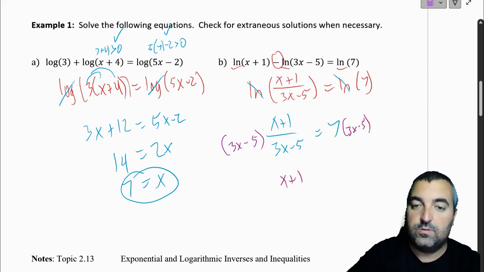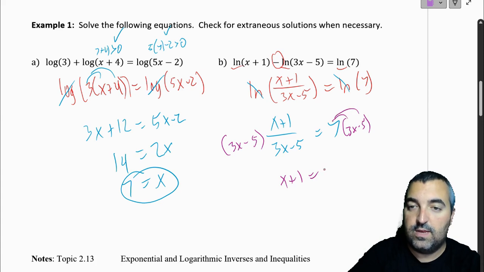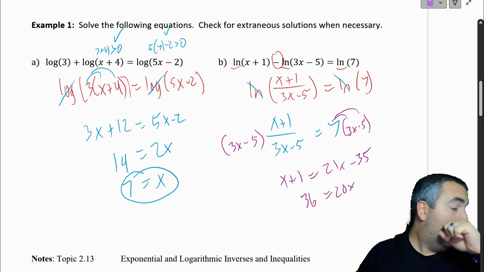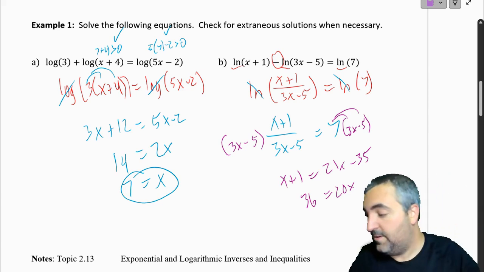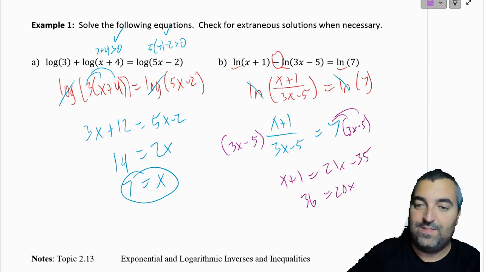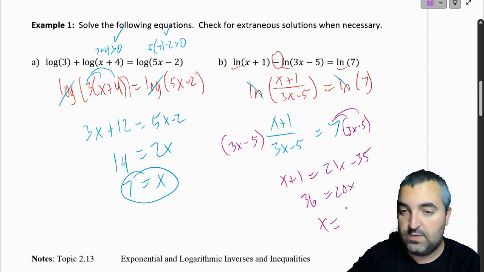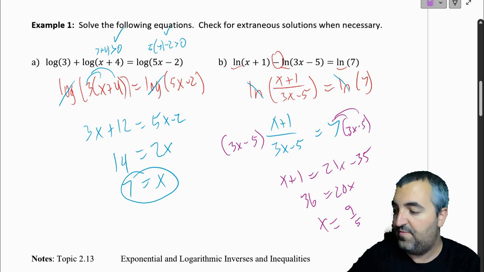Okay, so we get x plus 1 equals, and I'm going to distribute that out, so 21x minus 35. I'm going to get 36 equals 20x. And then solve that. So x would equal 36 over 20, which simplifies to 9 over 5.